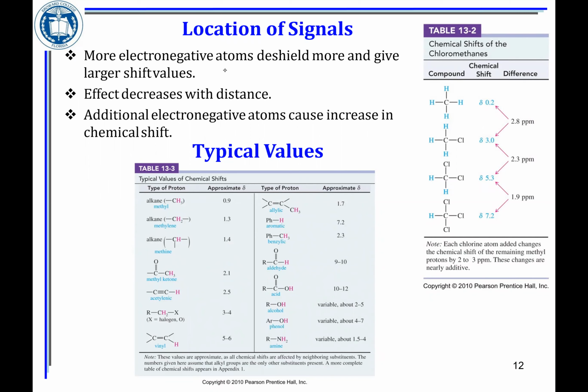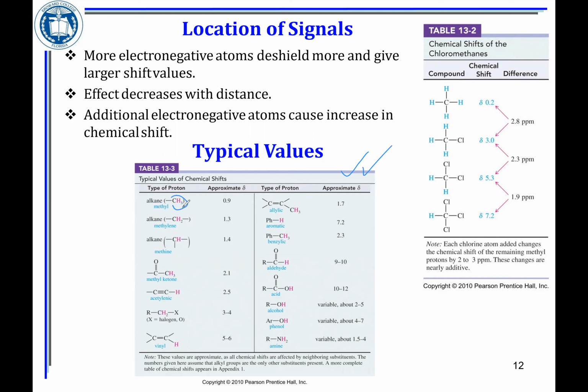Information that you need for the exam. Know the approximate location for every type of hydrogen. So basically memorize this table. It's not a huge table, but it requires some memorization.